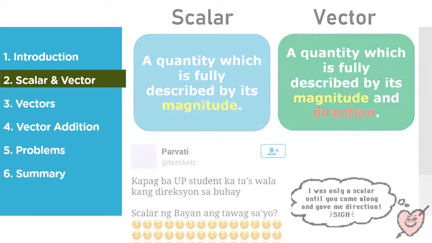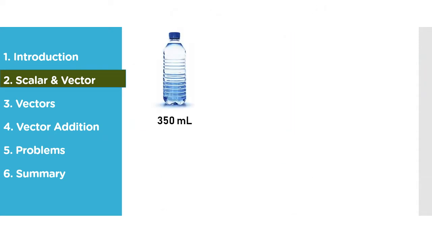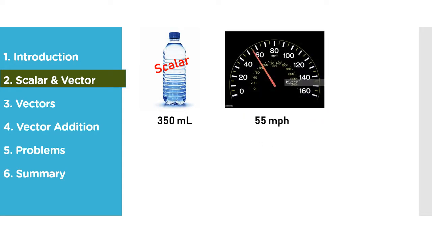But anyway, for example, you have 350 ml of water. This is just a numerical value, therefore this is a scalar quantity. 55 miles per hour. Now I know that when you're driving or traveling in a car, you're probably going in a certain direction. However, the speedometer doesn't really tell you that. It just tells you what speed you're going. It's just a number. Scalar quantity.